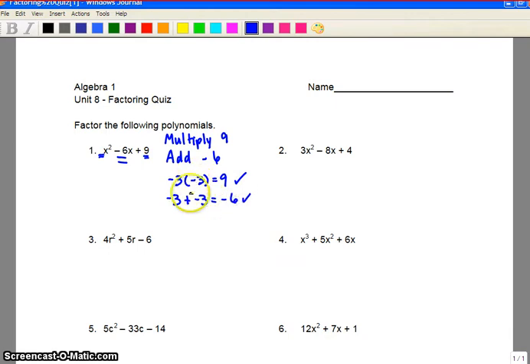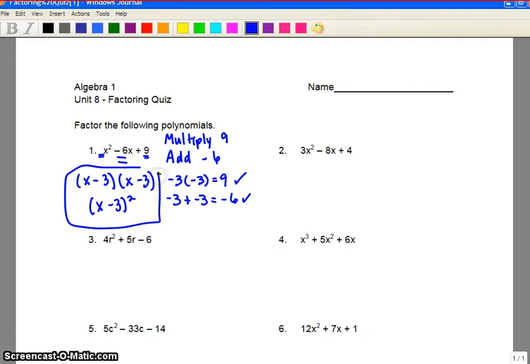So I'm simply writing two binomials, both with negative 3's. x minus 3 times x minus 3. If you wrote it this way, as x minus 3 squared, that's perfectly okay too. Either one of those are fine. Once again, easiest form of factoring that we will see. Let's go into number 2 then.